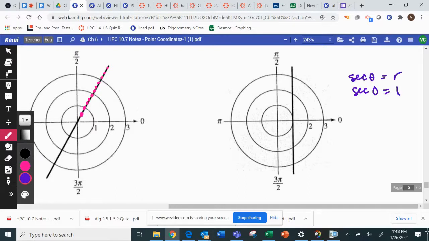What would r be? 1? So you could see that's on there. I forget what else they said about this. I'm sorry.